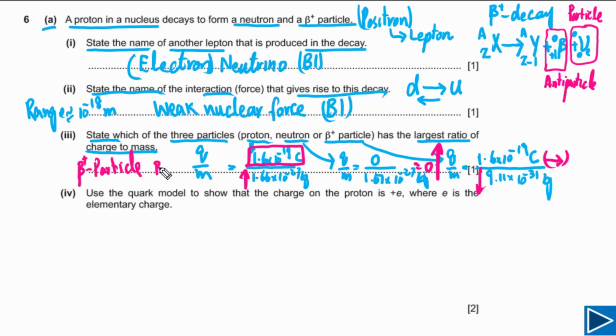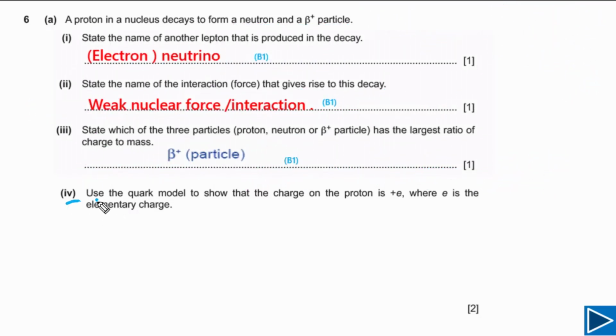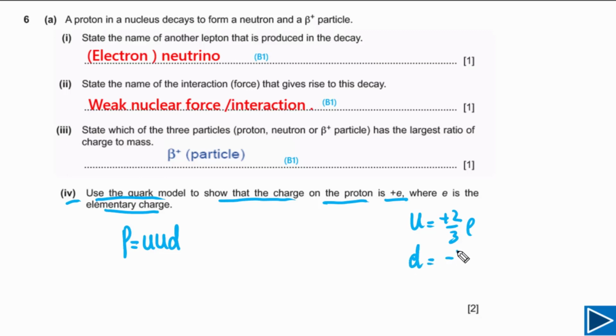And this question has B1 mark, meaning only one B mark, and this has to be in your answer. For the next part, we need to use the quark model to show that the charge on the proton is plus e, where e is the elementary charge. First of all, let's understand the quark composition of the proton. A proton consists of 2 up quarks and 1 down quark. The charge on 1 up quark is plus 2 by 3e, and the charge on 1 down quark is minus 1 over 3e. Now simply we need to add these charges together.